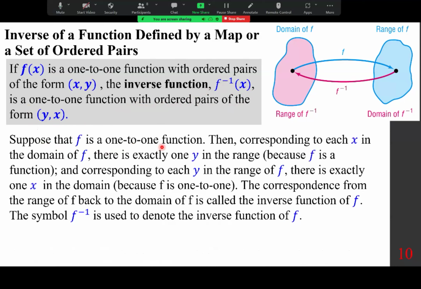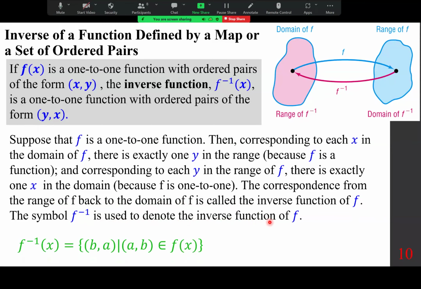Suppose that f is a one-to-one function. Then corresponding to each x in the domain of f, there is exactly one y in the range because f is a function. And corresponding to each y in the range of f, there is exactly one x in the domain because f is one-to-one. The correspondence between the range of f back to the domain of f is called the inverse function of f. The symbol f inverse is used to denote the inverse function of f.